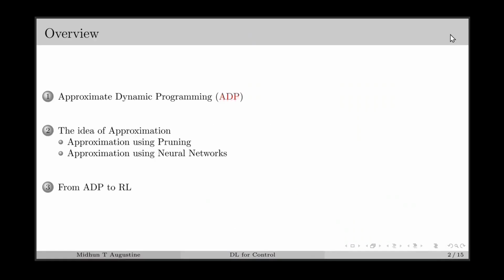Here is the overview of this lecture. We will be starting with a brief introduction to approximate dynamic programming or ADP and the different ideas for approximation, such as approximation using pruning and approximation using neural networks. Then we give an introduction to RL where we relate it to ADP as well.